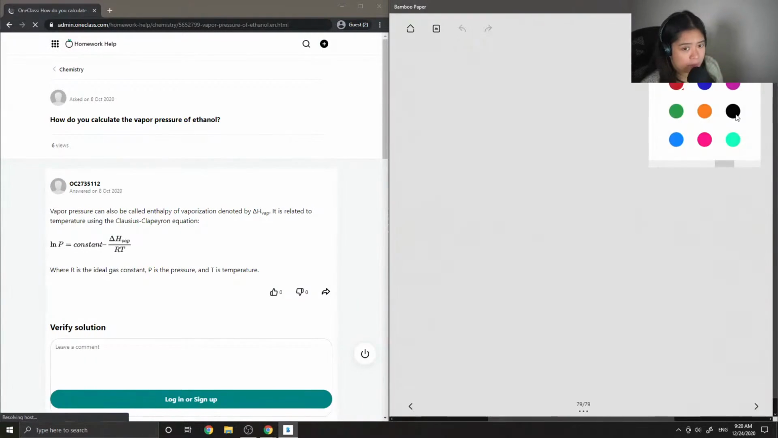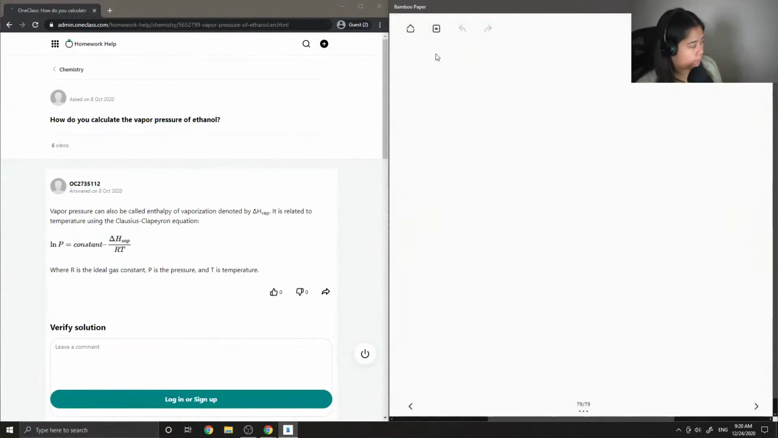Okay, so on to question number 7. How do you calculate the vapor pressure of ethanol? Okay, so the vapor pressure can be calculated using the Clausius-Clapeyron equation. Clausius-Clapeyron.